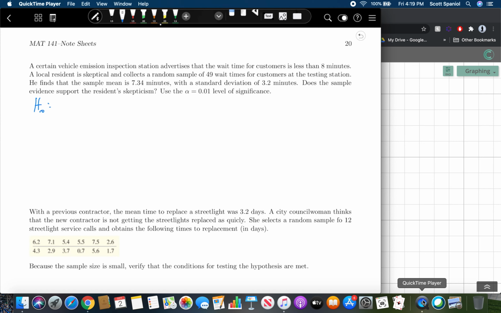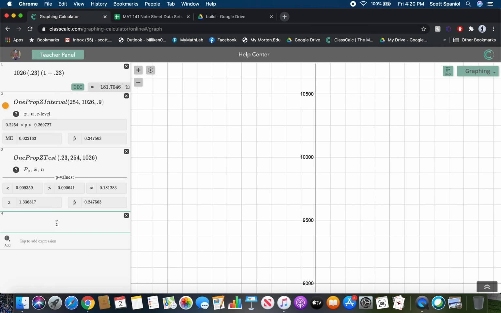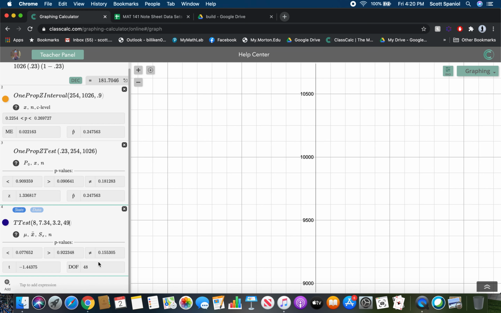Okay. So in this case, we're dealing with means. So mu equals 8 or mu is less than 8. Okay. And our sample size is big enough so we can do a t-test. So our t-test here. Mu was 8. Our sample mean is 7.34. Our sample standard deviation is 3.2. And we sampled 49 wait times.